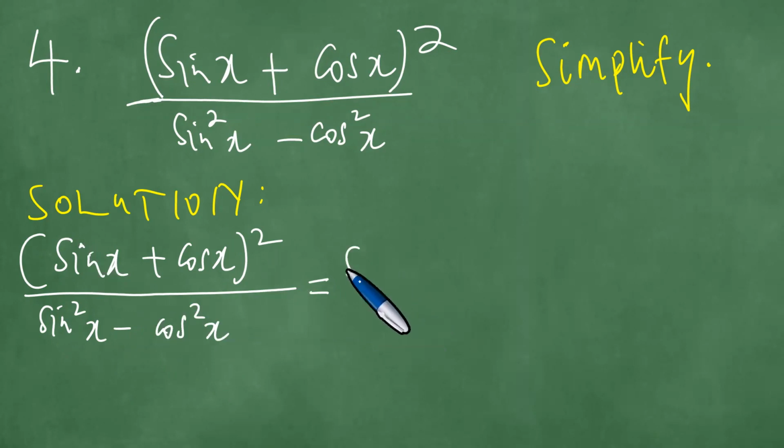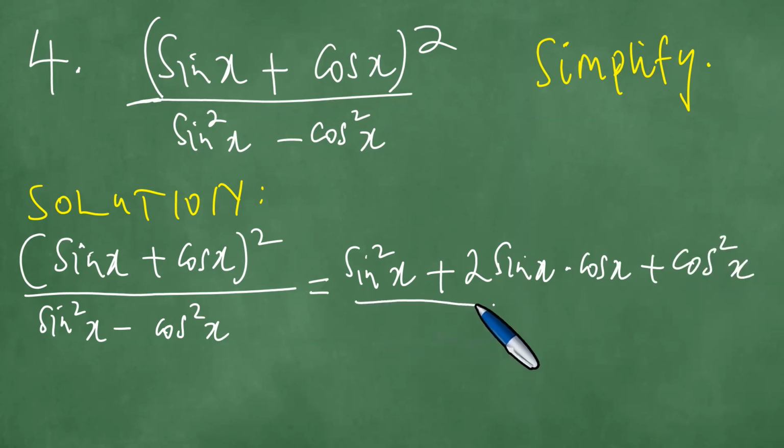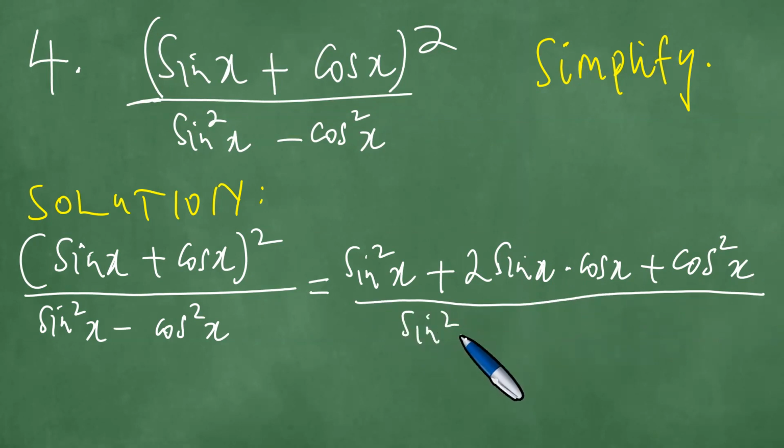We're going to have sine squared x, since we just square the sine. The next thing is we multiply sine x by cosine x by 2, getting 2 sine x cosine x, plus cosine squared x. We divide by sine squared x minus cosine squared x.